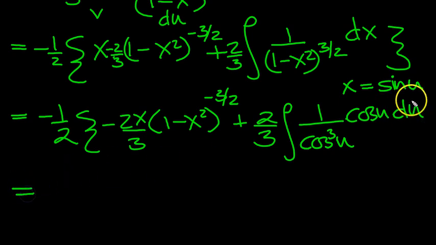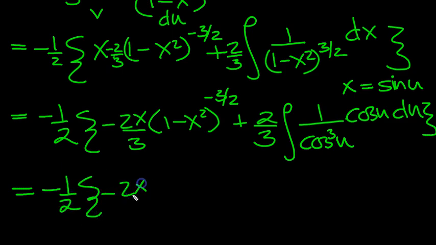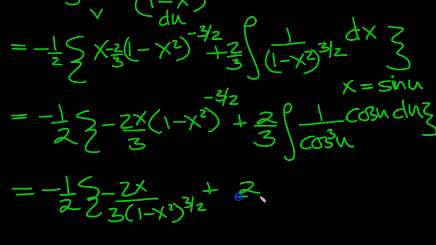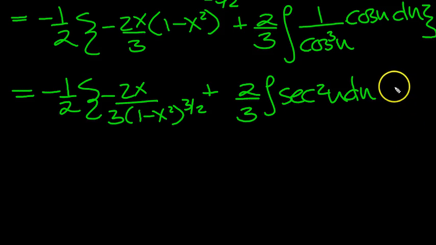So that's equal to then, close the bracket at the end, minus a half, minus 2x over 3, and I'm going to bring this down now, (1 minus x squared) to the 3 over 2, plus 2 over 3. Now we've got a cos u and a cos u. 1 over cos squared is sec squared u. So that's sec squared u du, which is tan u, isn't it? Integral of sec squared is tan.